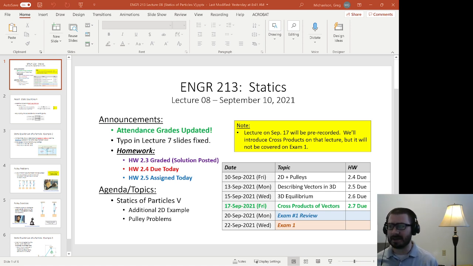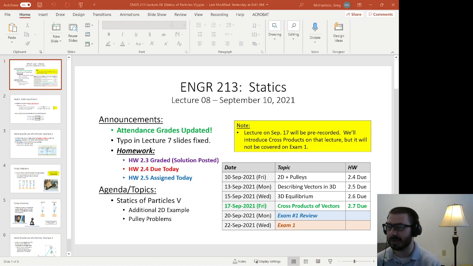So to go through the announcements again, we're going to have our first exam Wednesday, September 22nd. Exam review will be the 20th, the Monday before. I will probably start a thread on Teams to curate and collate questions from the class about the exam, so that we can go through them together in class. Of course, while we're in class, if you have questions, please make sure that you're asking them.